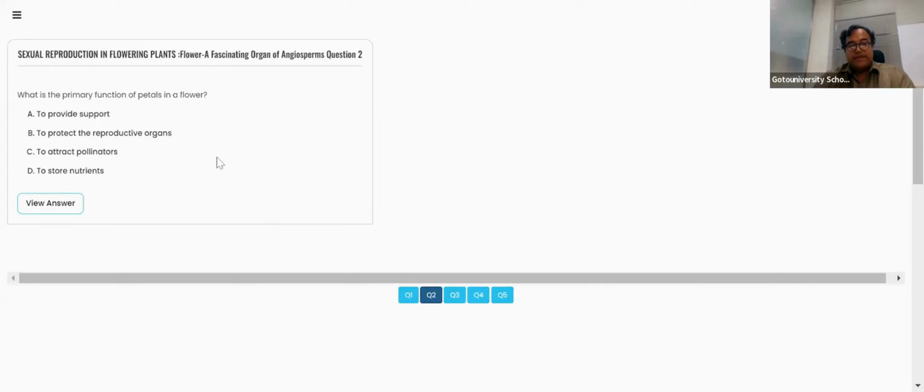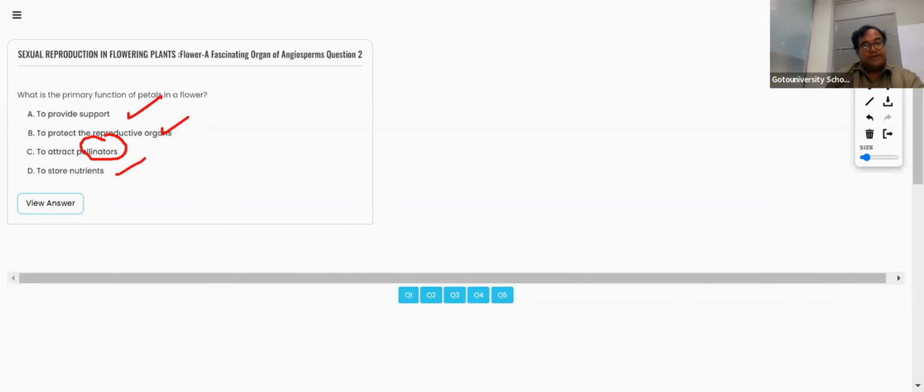What is the primary function of petal in a flower? All the answers are, of course, correct. To provide support, correct. To protect reproductive organs, correct. To attract pollinators, correct. To store nutrients, correct. But among all four, which has the maximum probability? To attract the pollinator has the maximum probability, right? Of course, the primary function of the petal could be to protect the reproductive organs, support, nutrition, everything is correct, but the maximum probability is to attract the pollinators, right?